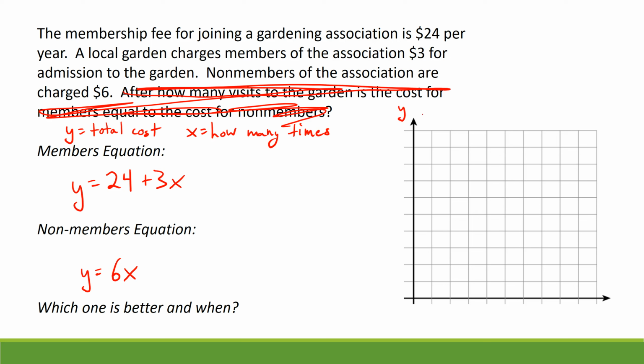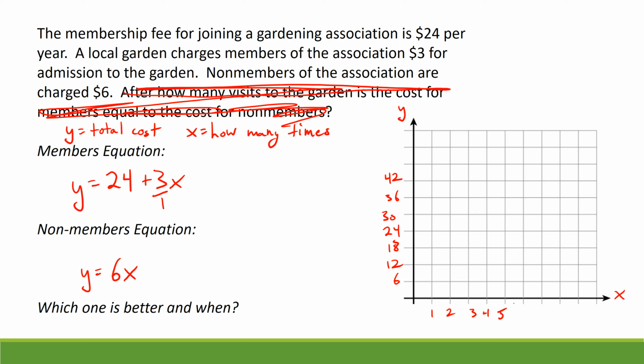So let's label our axes y and x. I'm going to graph each of these equations. Now, this is in slope-intercept form. 24 is my y-intercept and 3 is my slope. But since I'm starting at 24 and then going up 3 and over 1, I should probably scale my axes a little bit differently. In fact, let's scale them by 6s. So 6, 12, 18, 24, 30, 36, 42, and so on. For x, I'll just scale 1, 2, 3, 4, 5, and so on.